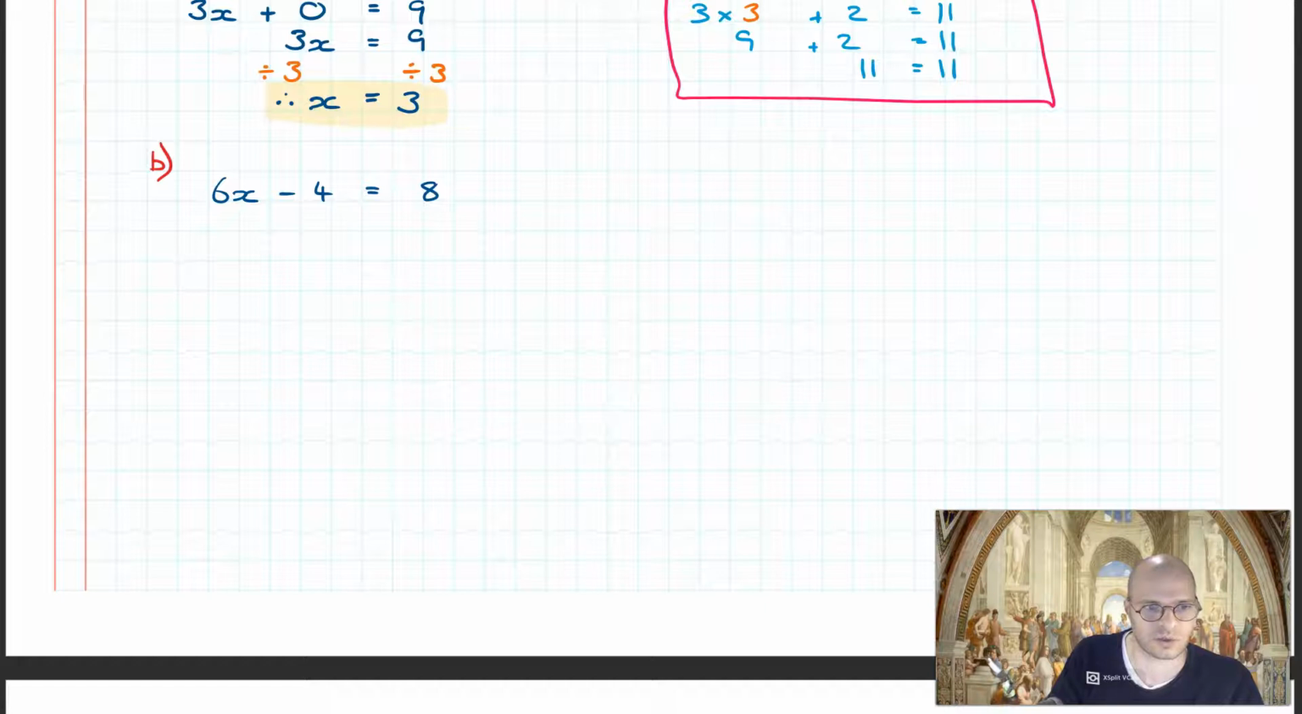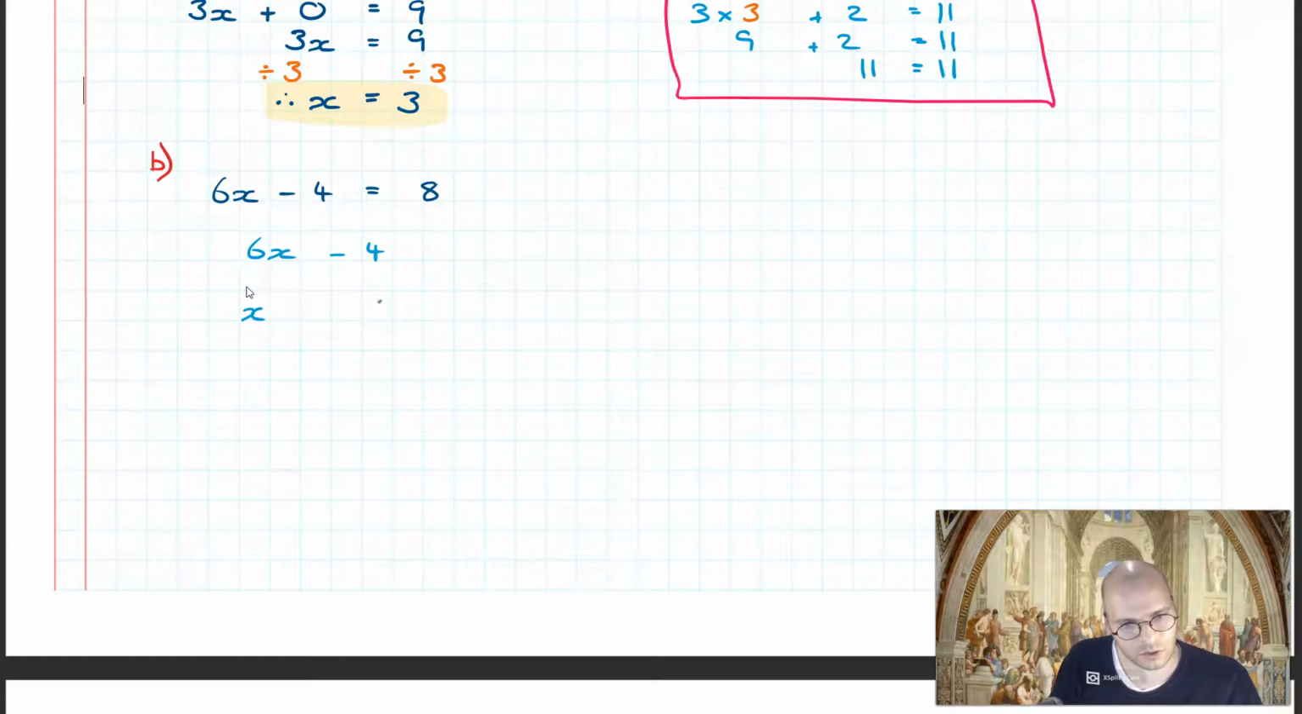6x minus 4 equals 8. What we're going to do is, once again, we're going to get our left hand side here. We're going to turn it into a flowchart and then reverse the operations. Starting off on the left hand side, we have 6x take 4. So starting from the variable, I have x. I'm then going to turn it into 6x. And then I'm going to turn it into 6x take 4.